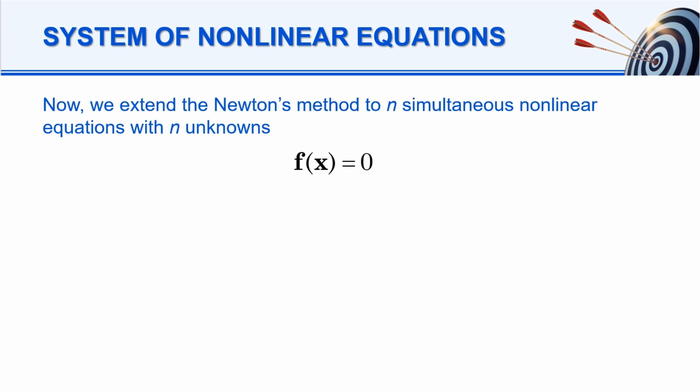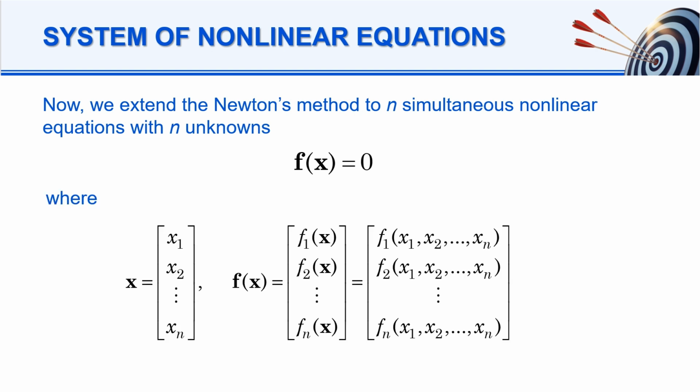Now, we extend Newton's method to n simultaneous nonlinear equations with n unknowns, where x is the vector of unknown variables. F(x) is the vector of nonlinear functions from f1 to fn.